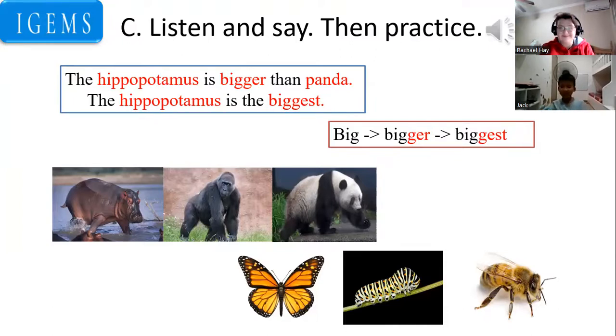The hippopotamus is bigger than the panda. The hippopotamus is the biggest. Big, bigger, biggest. One. The gorilla is bigger than the panda. The hippopotamus is bigger than the gorilla. The hippopotamus is the biggest. Two. The caterpillar is bigger than the bee. The butterfly is bigger than the caterpillar. The butterfly is the biggest.